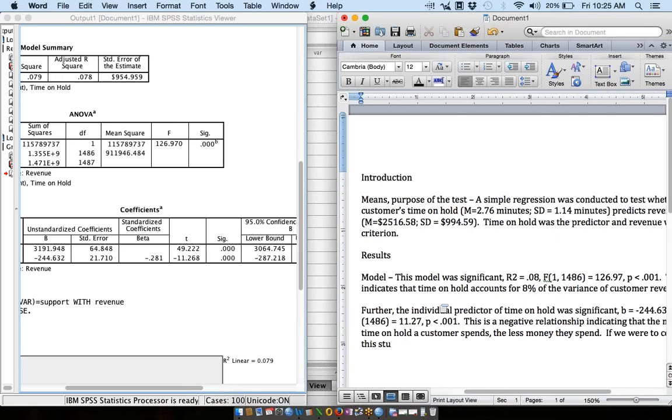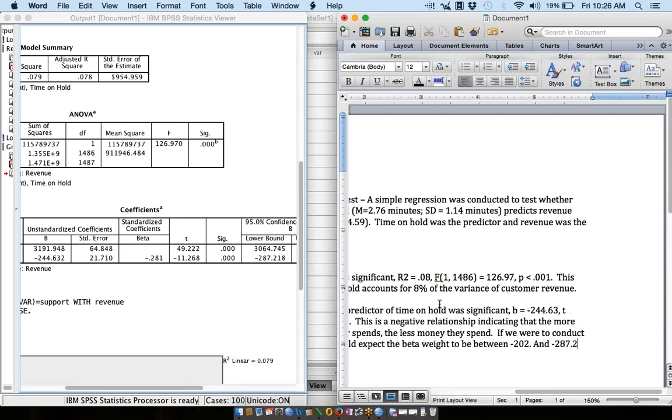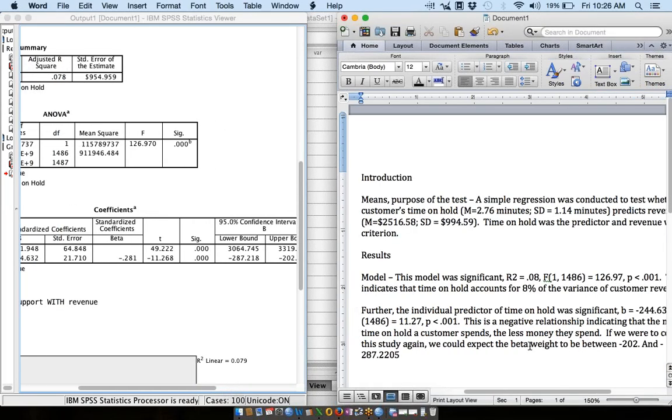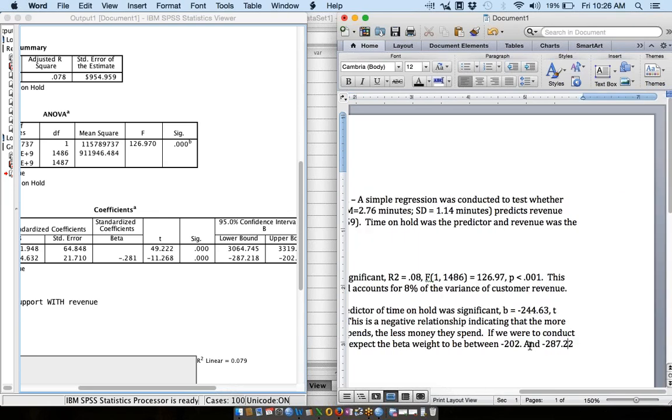If we were to conduct this study again, we could expect, you can say, the beta weight to be between negative 202.05 and negative 287.22. Let me see what the... Whoops.